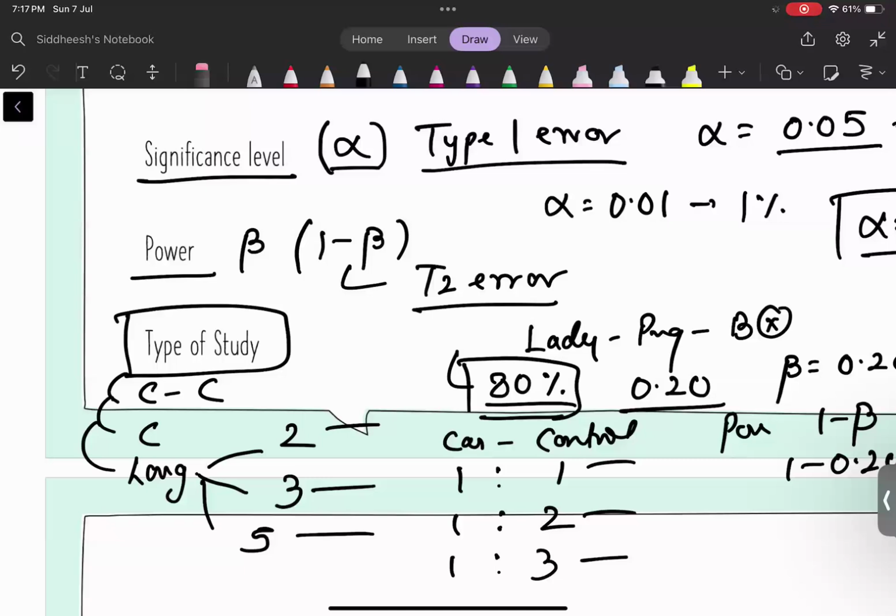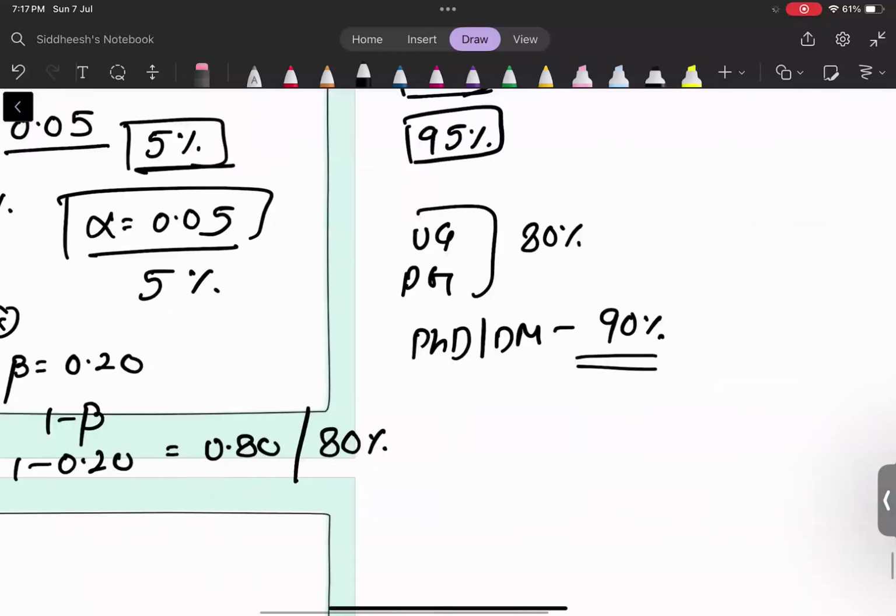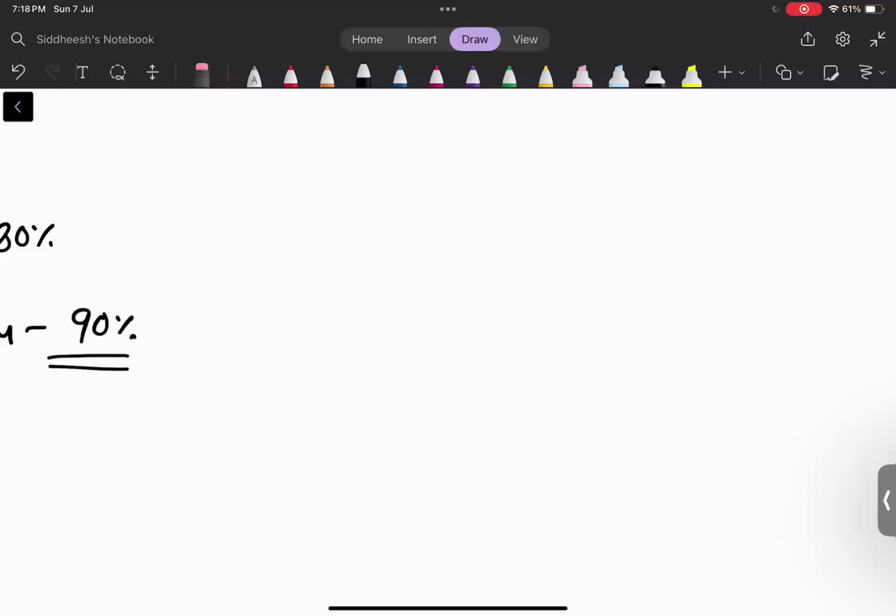How many patients are you taking in each group? 1 is to 2, 2 is to 1. Or do you have any follow-up? Or suppose, let's take one more example. Suppose Anushka says that in this study we are having one individual. I will take two types of patients in case and control.